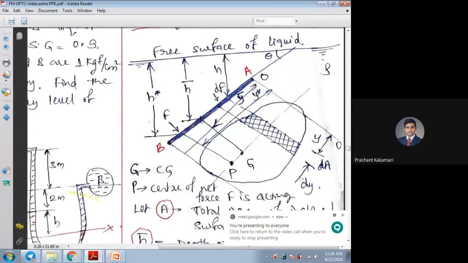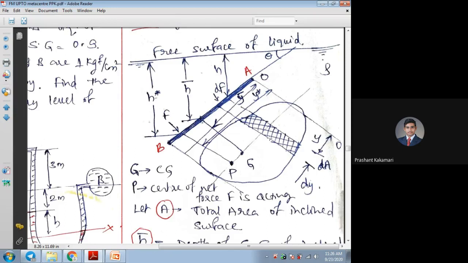Next, we'll consider some angle between this inclined plane and the free surface of water, that is theta. And for a given surface of this plate, we'll consider a small area. We all know that we consider small area and small forces, then we'll integrate for the total force and total area. So for that case, we are taking a small area on the surface of the plate on which the force is acting.